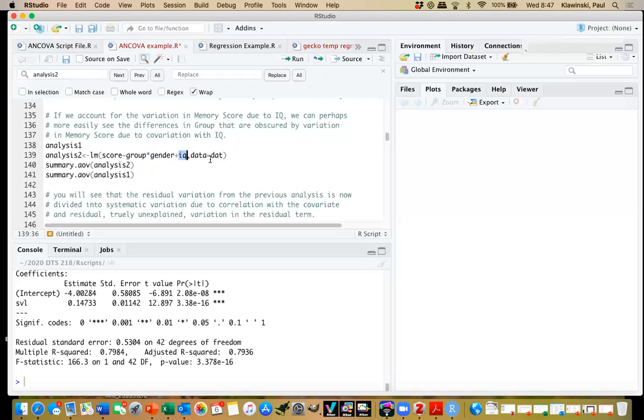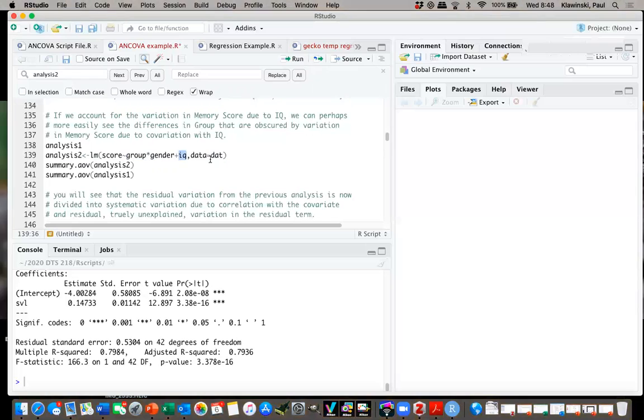Remember that the way this will ultimately be analyzed for significance is in an analysis of covariance table. And analysis of covariance tables are structured by source, the degrees of freedom, the sums of squares, the mean square, F, and P.